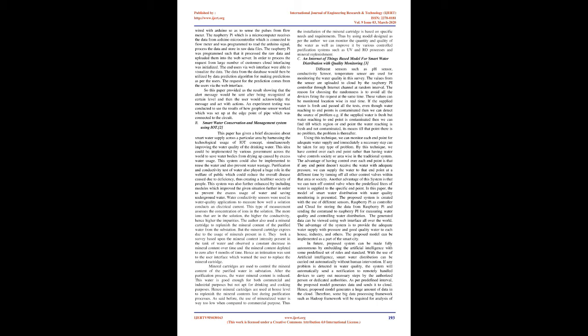By this technique, we have control over each endpoint rather than having water valve control society-wise or area-wise as in the traditional system. The advantage of having control over each endpoint is that if any endpoint doesn't receive the water with adequate pressure, we can supply the water to that endpoint at a different time by turning off all other control valves within that area or society. Another advantage of this system is that we can turn off the control valve when the predefined liters of water are supplied to the specific endpoint.